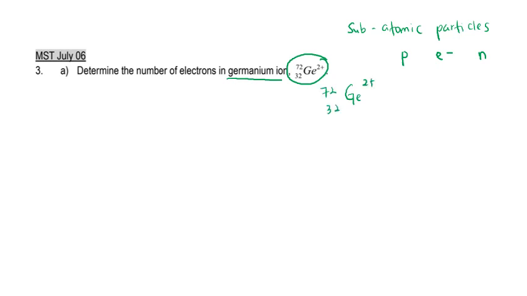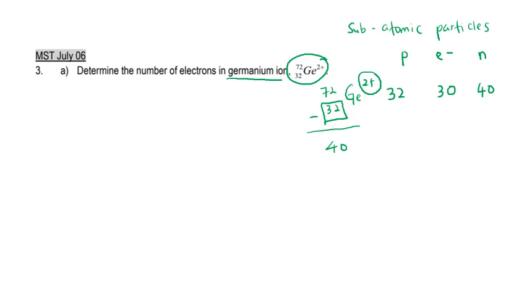As we know, the proton number is represented by 32. If we want to get the number of neutrons, it will be 72 minus 32, which is 40. Then now we will get the number of electrons. Because the charge of the ion is 2 positive, the number of protons is more than electrons. Therefore, the number of electrons is 30.